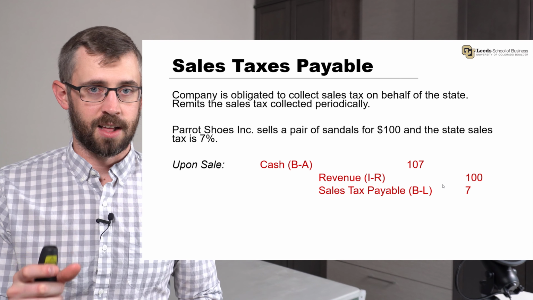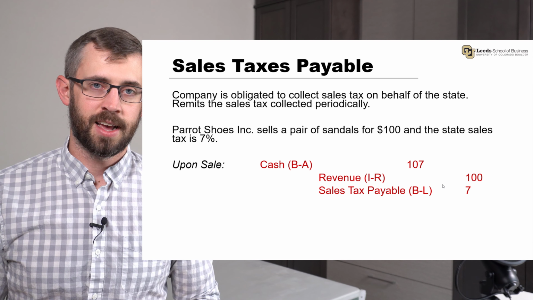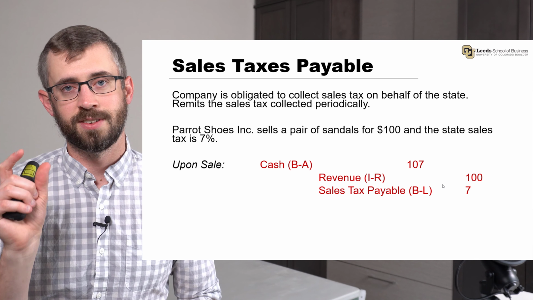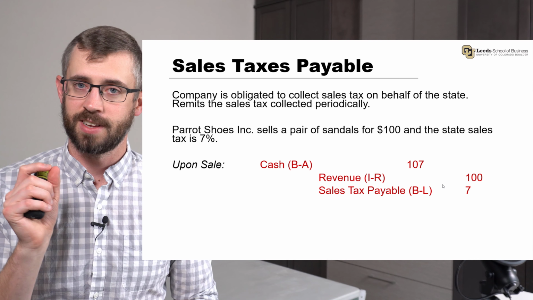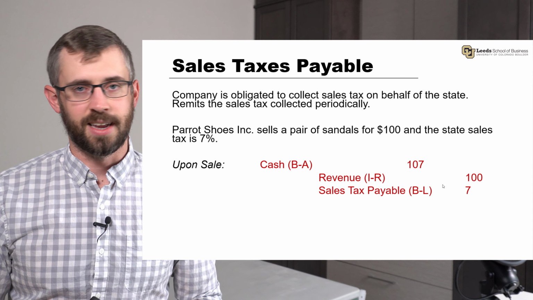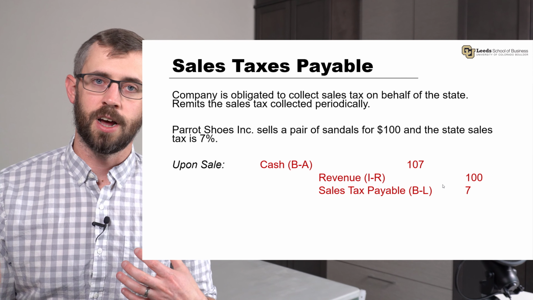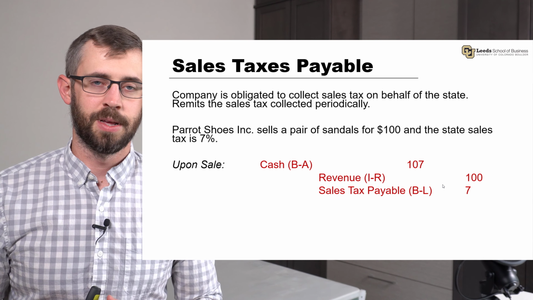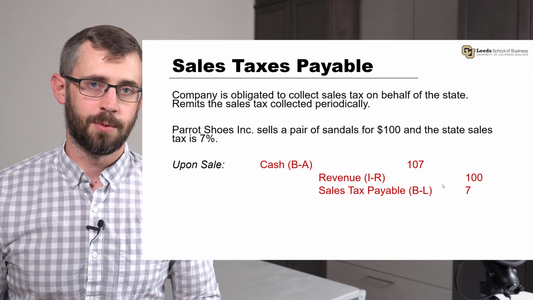The other $7, the extra $7 that they're going to collect, is going to go straight into a sales tax payable liability. So they're saying, hey, this extra $7 we got from you, we owe this to the state. It is not revenue to us. We're just holding on to it, and we're going to record a liability immediately for that $7 that we owe to the state.